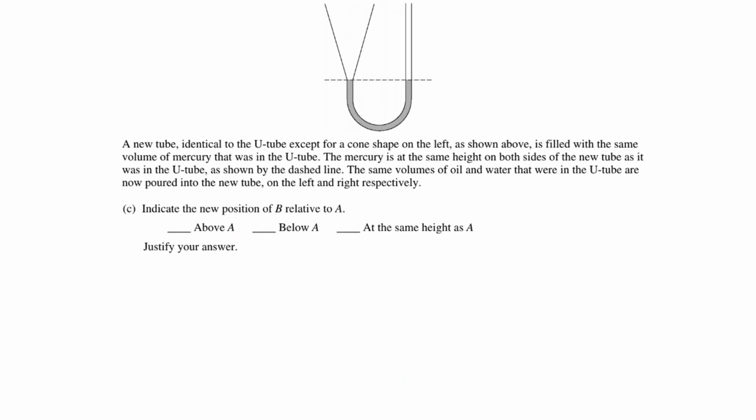So over here, a new tube identical to the U-tube, except for the cone shape is above to the left. This one's A, this one's B, before I forget. It's filled with the same volume of mercury. The mercury is at the same height on both sides as it was before. The same volumes of oil and water are poured in to the left and the right, just like before. So here's our oil, here's our water.